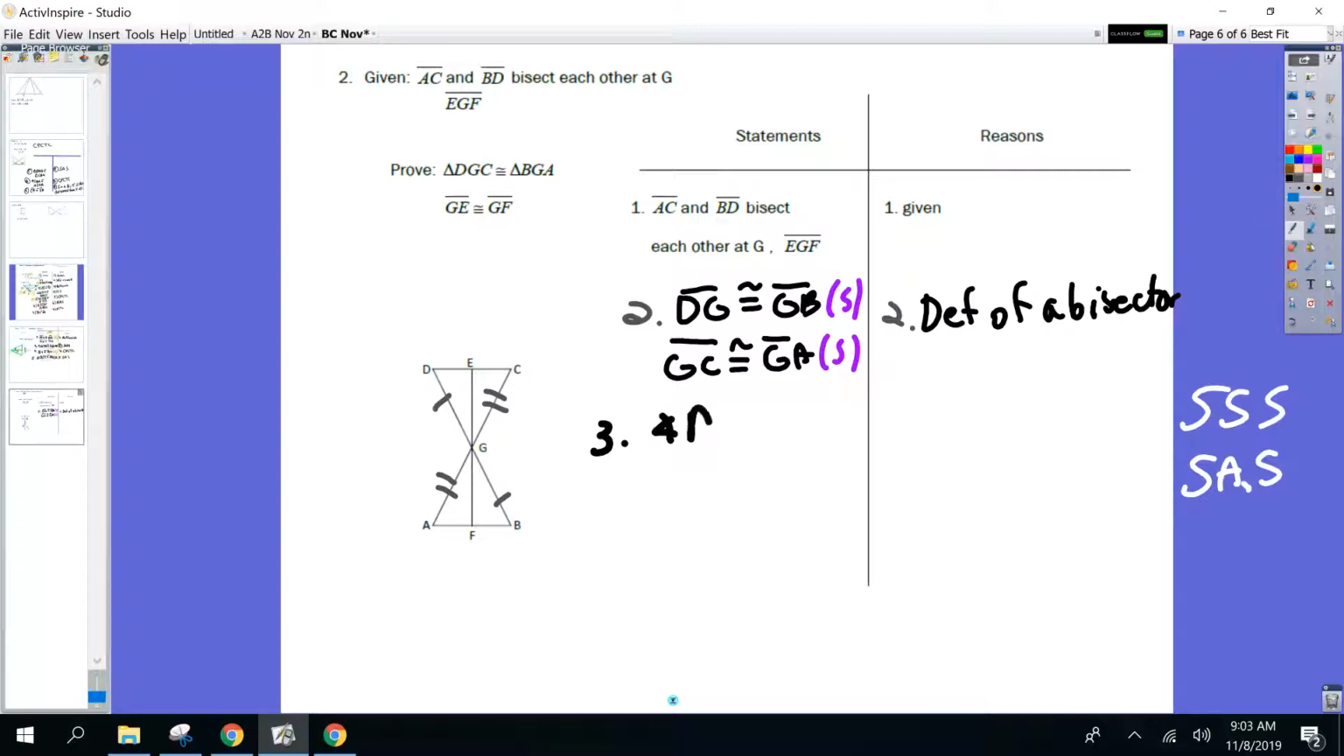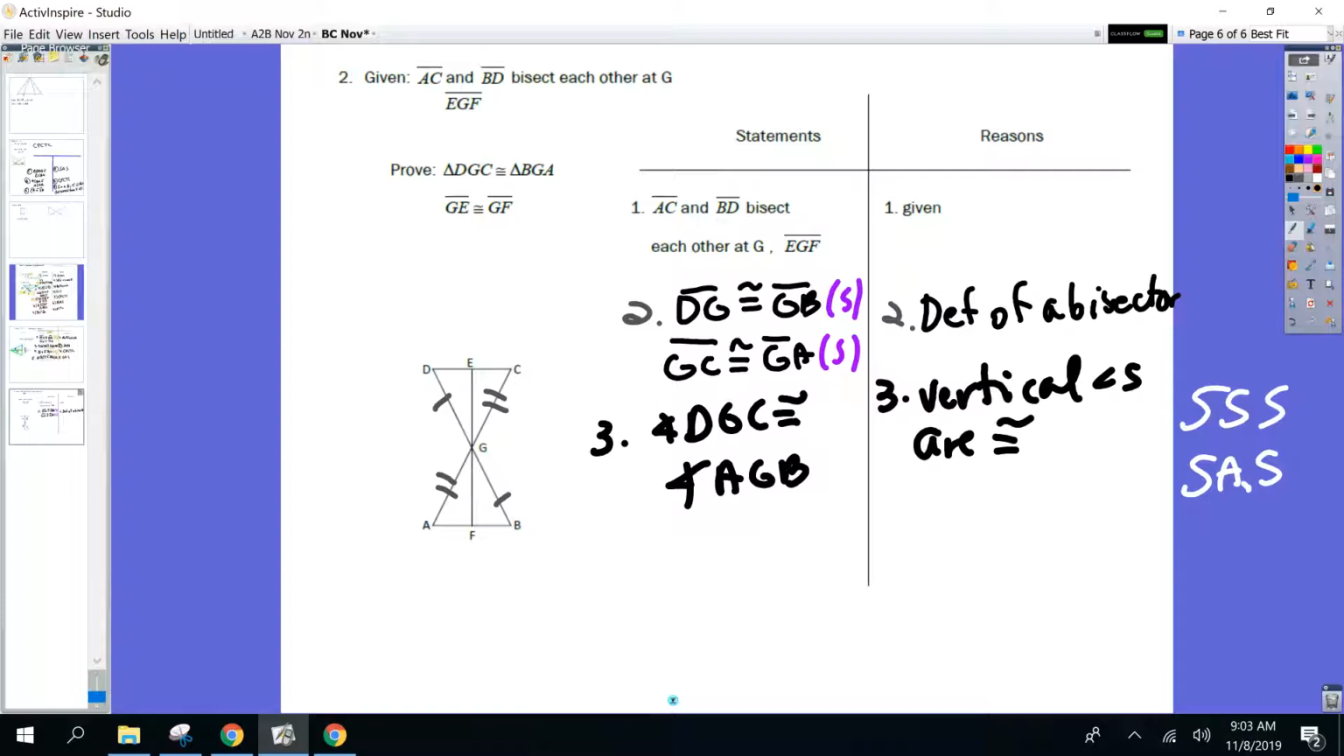So angle DGC congruent to angle AGB. Vertical angles are congruent. And that gives me a pair of angles. Look at us, huh? Not bad. Oh, but there's a second part.